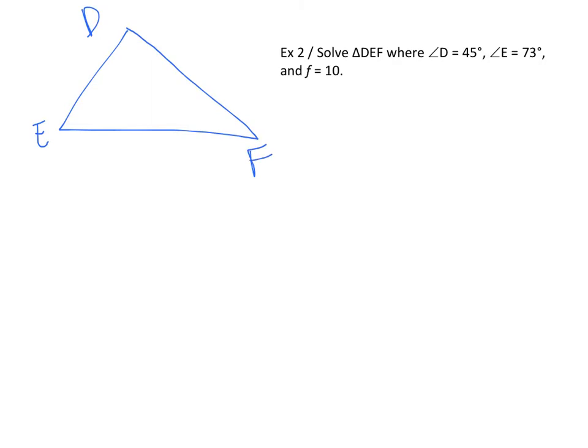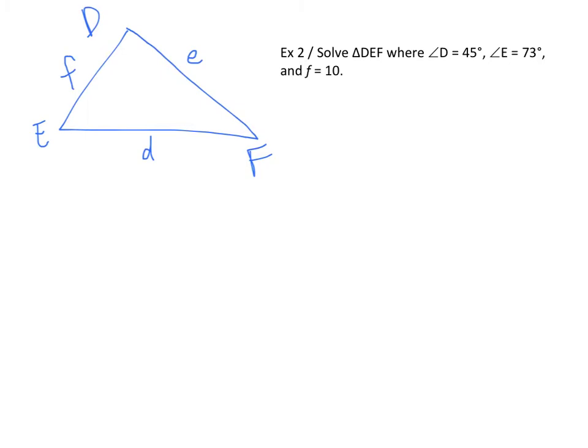They're capital. Opposite angle D will be lowercase side d. Opposite angle E will be lowercase side e. Opposite angle F will be lowercase side f. That gets confusing. I hope I didn't confuse you more there. All right, so we have our triangle.